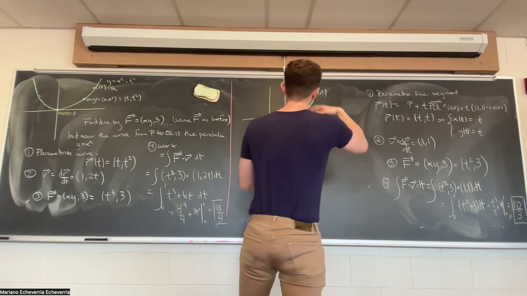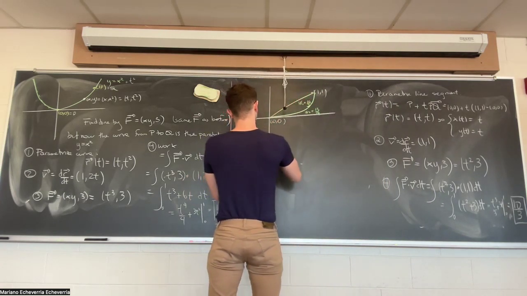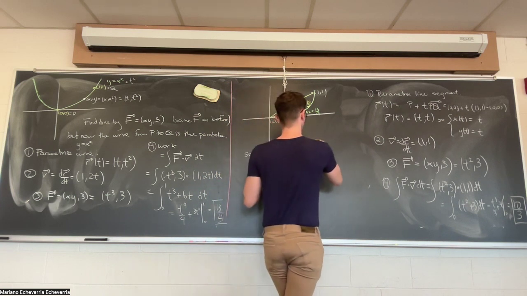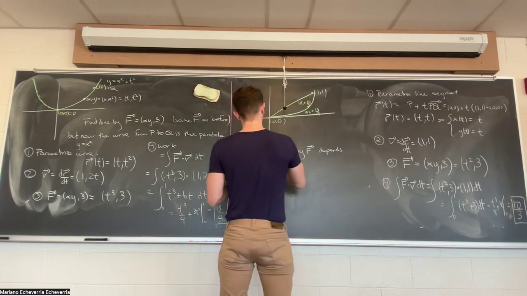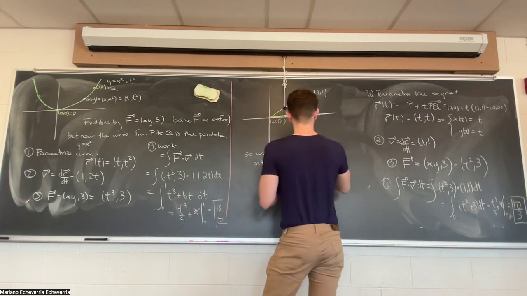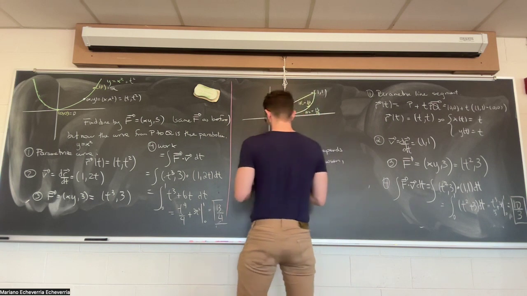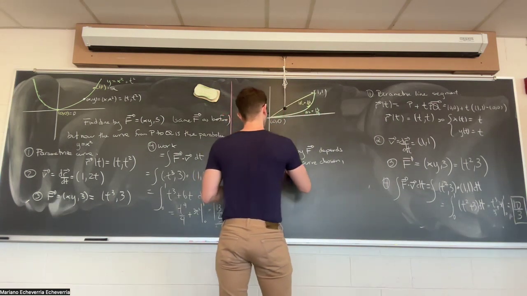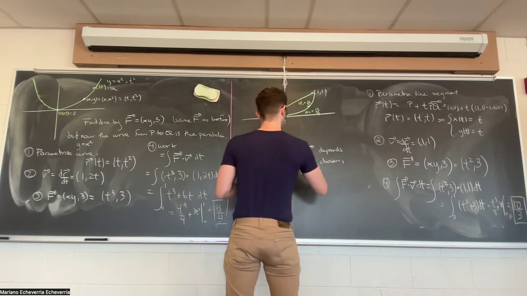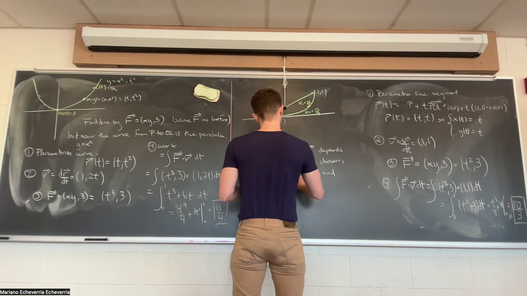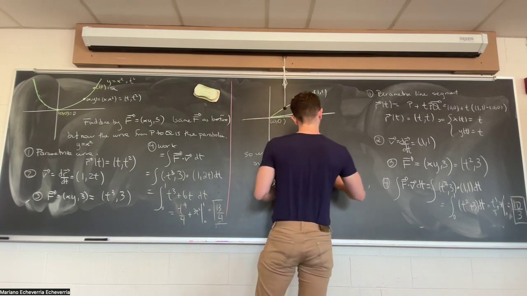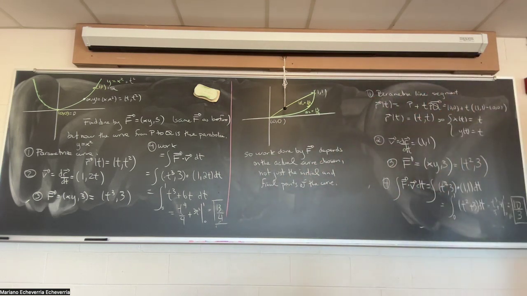So the work done by F depends on the actual trajectory chosen, or the actual curve chosen, not just the initial and final points of the curve. Is that making sense?